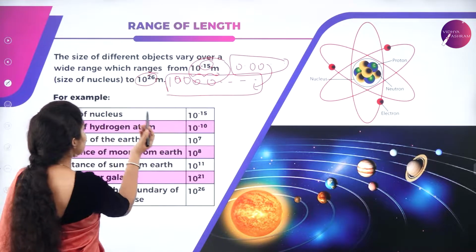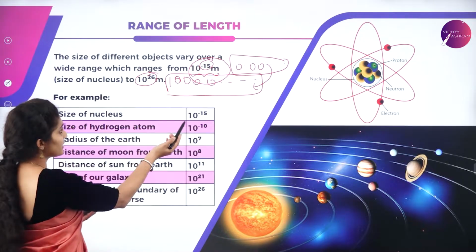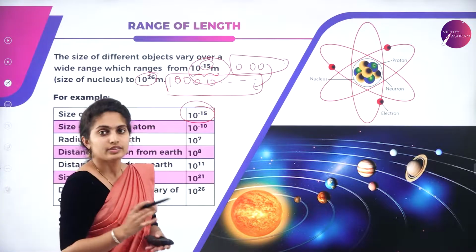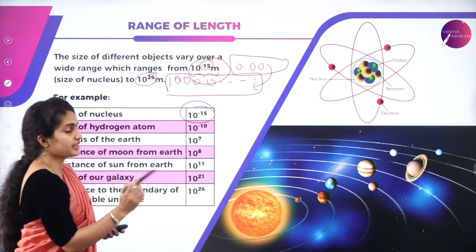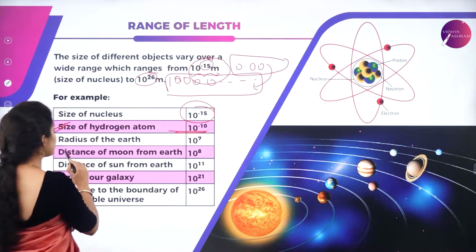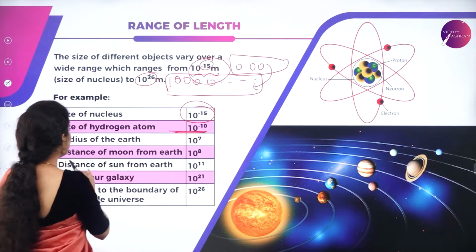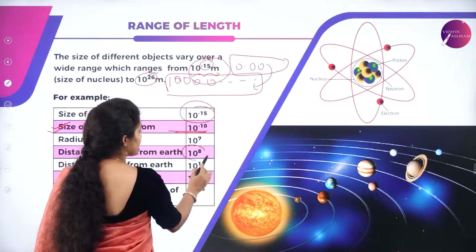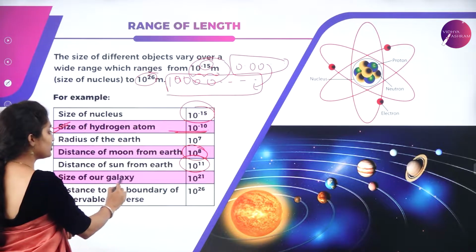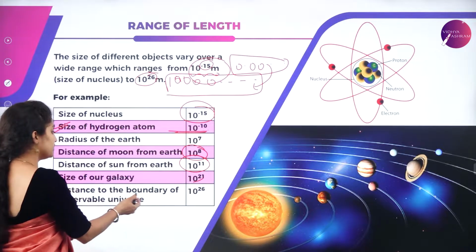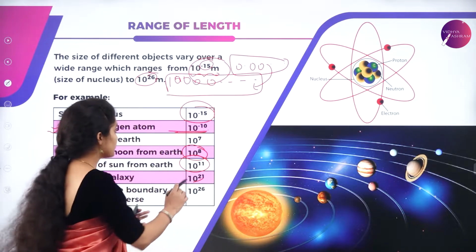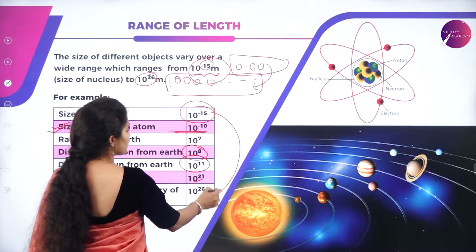Okay, so for example, you can see the nucleus. The size of the nucleus is of the range 10 to the power of minus 15 meter. Then the size of the hydrogen atom is said to be 10 to the power of minus 10 meter. The radius of the Earth is 10 to the power of 7. The distance of the Moon from the Earth is 10 to the power of 8. The distance of the Sun from Earth is 10 to the power of 11. The size of the galaxy is 10 raised to 21. The distance of the boundary of the observable universe is 10 raised to 26. So it ranges from the size of the nucleus to the distance of the observable universe.